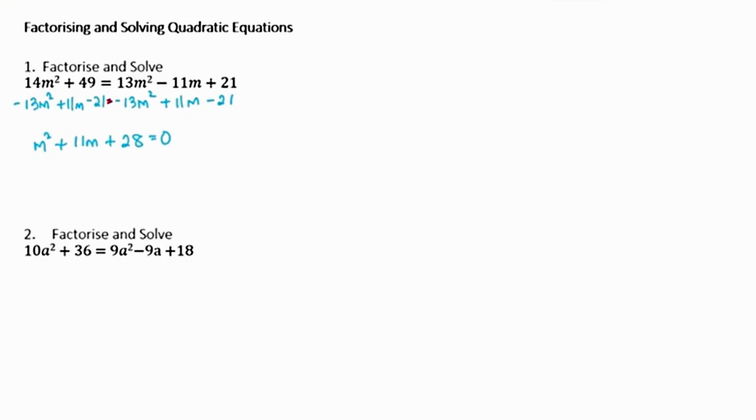So we can first look for two numbers that multiply to give us 28, and the same two numbers need to add to give us 11. So looking at the factors of 28, we've got 1 and 28, 2 and 14, 4 and 7. And the ones that also add to give 11 are 4 and 7.